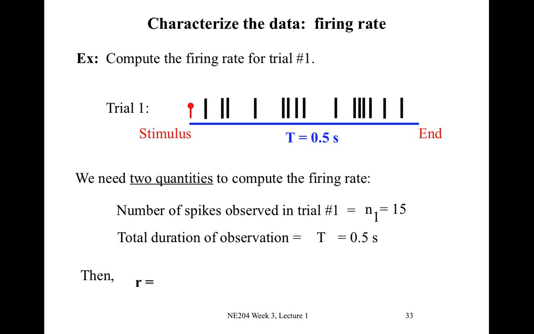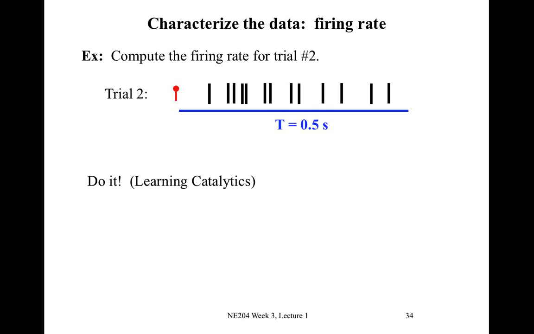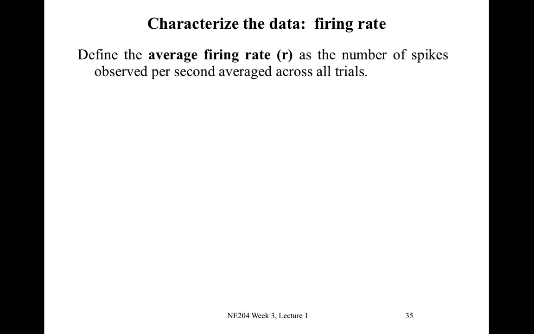So then we're ready to compute r, the firing rate. What is it? It's the number of spikes in trial 1 divided by the duration of that trial. We found that the number of spikes is 15. We're going to divide by the duration of that trial, 0.5, and we get 30 hertz. So the firing rate of the neuron in this first trial is equal to 30 hertz. And as another example, I'll put this on Learning Catalytics for you to try. We can compute the firing rate for trial 2. So try it. Here's trial 2. What is the firing rate?